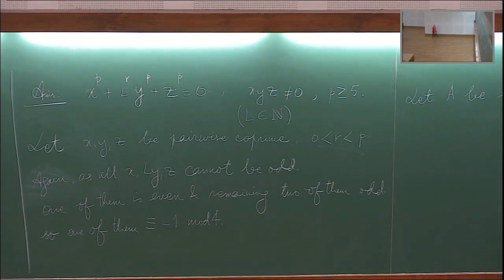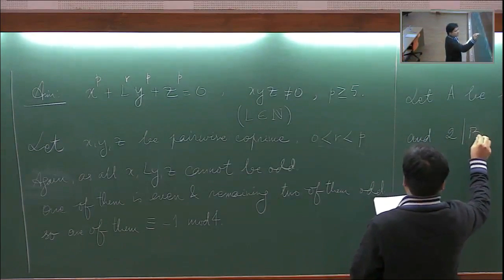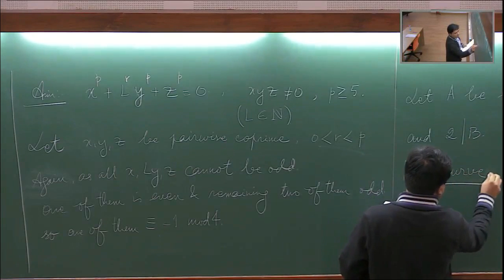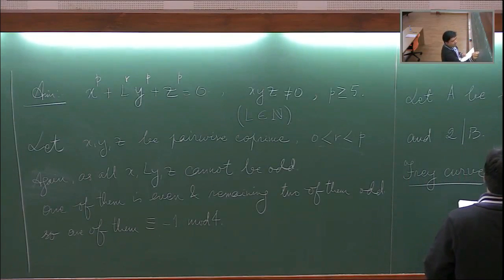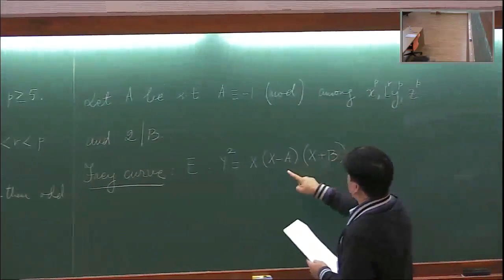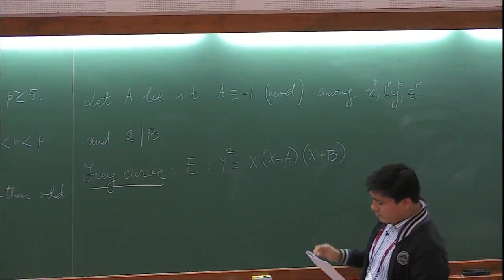So among, let me write here, x to the p, L to the r y to the p, and z to the p. Let's say that the even one is denoted by B, and 2 divides B. Now I look at the Frey curve E, which is given by y squared equals x times (x minus A) times (x plus B). You could have taken here x minus the remaining one. I have chosen A to be one of these, B to be one of these, and the remaining one you could have taken. Maybe I'll prove to you later that that curve will turn out to be a twist of this elliptic curve, or isomorphic.